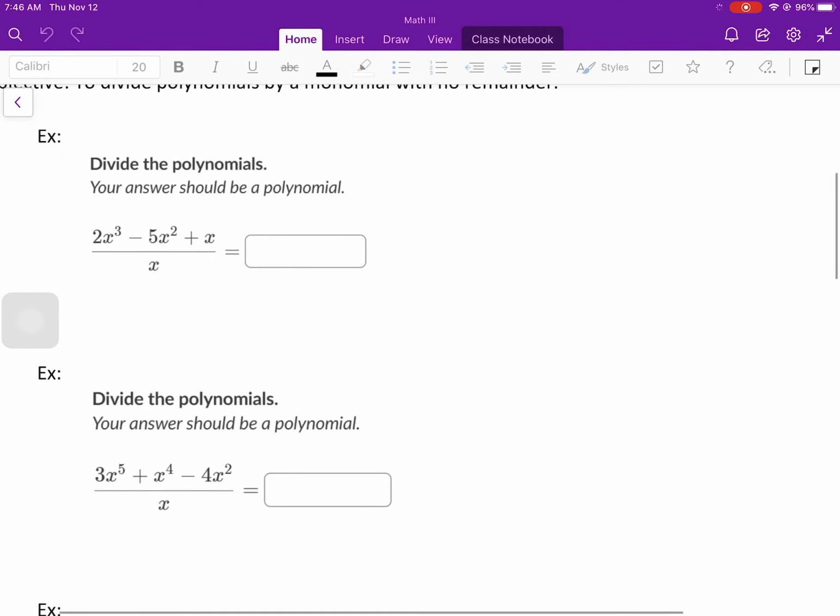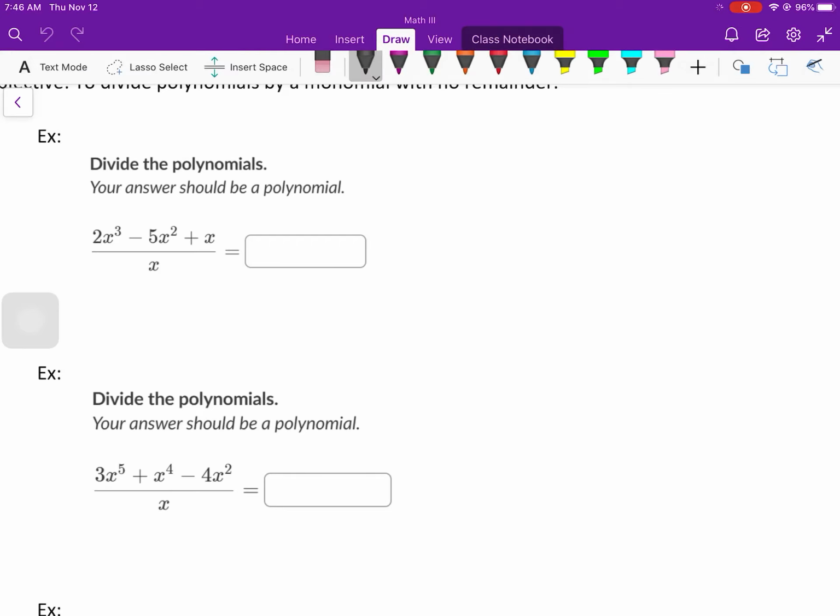So what we're going to do is take this 2x cubed minus 5x squared plus x. And you can do this as long as you divide each term by the divisor. So I'm going to divide each and every term by whatever's in the divisor. Now this works best if there's monomials. If you have a binomial such as x minus 2, it doesn't quite work as nicely, because then we're going to have to divide 2x cubed by x minus 2. And I'll show you a little more what I mean right now.